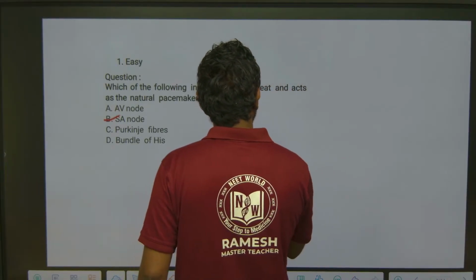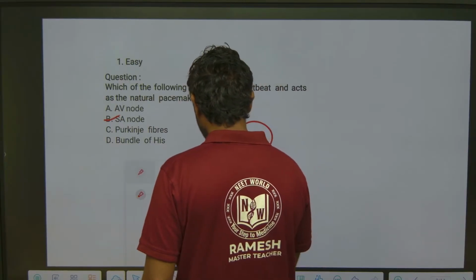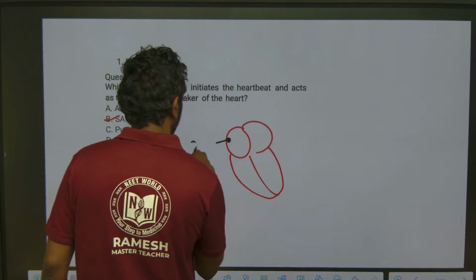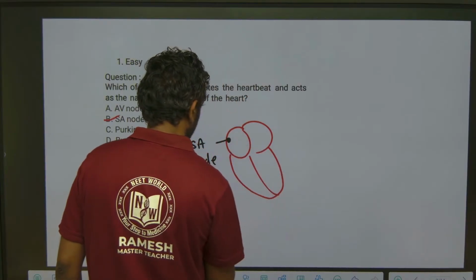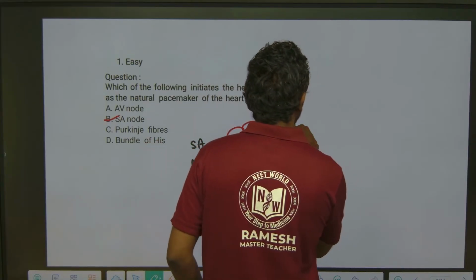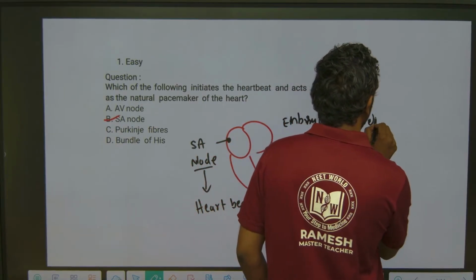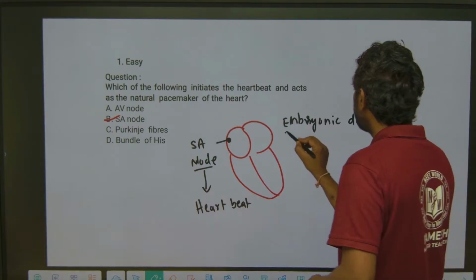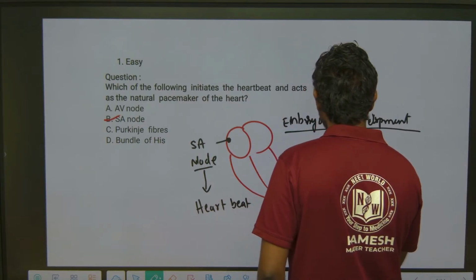Where is it located in the heart? There are 4 chambers. The first chamber is the right atrium. In the upper part of the right atrium, there is the SA node. The SA node can initiate the heartbeat in the embryonic development. In the embryonic development, the heartbeat starts at the 21st day, with the SA node.